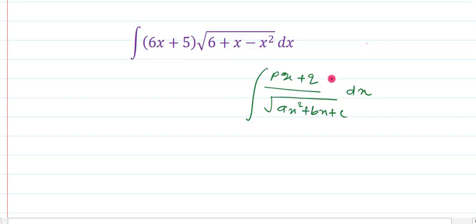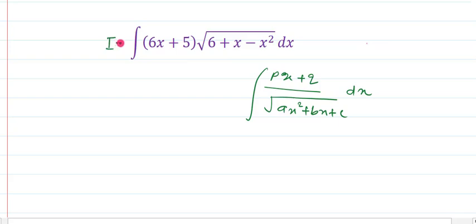You created a term in the numerator which is the derivative of this quadratic, and after that you segregated the term. So one term is the derivative of this term plus or minus a constant upon square root of the quadratic. So the same method we will apply over here. First of all, we will create a term which is the derivative of 6 plus x minus x square, and after that whatsoever is left will be segregated. So let us start with the same method.